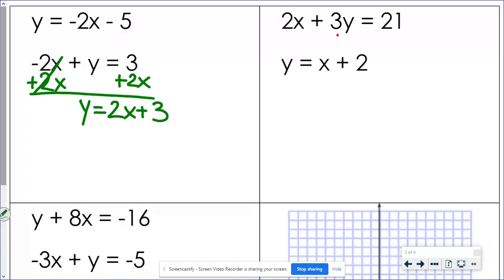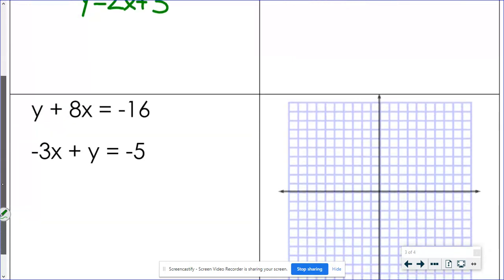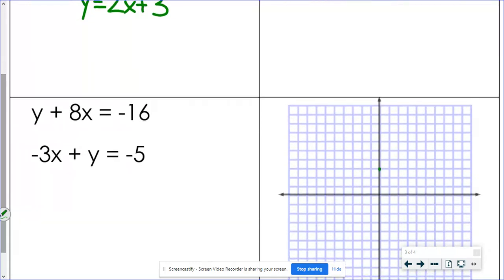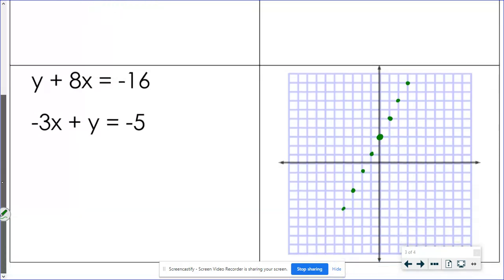As long as I have my green marker in my hand, I'm going to graph this second equation first. So y equals 2x plus 3. That would start at 3 on the y-axis. And my slope is 2, or 2 over 1, which means up 2 over 1. I'm going to get as many points as I can. I have to move my graph again here. Okay, so there's my line.